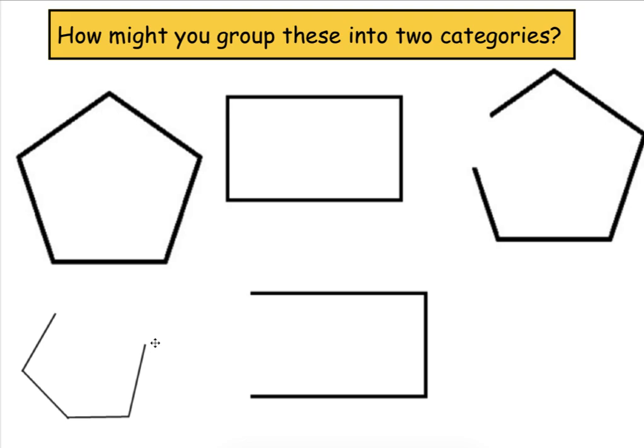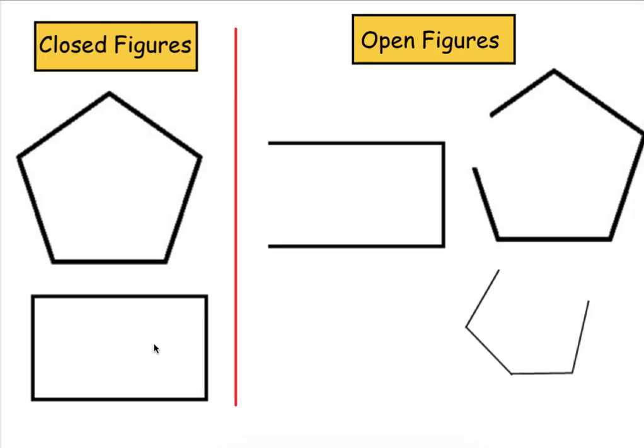So if you group these into two categories, you might have grouped them into one group with closed figures. There's no opening. The shape is entirely closed. Or open figures, where there's an opening, a section that is not connected. We are going to focus on closed figures.